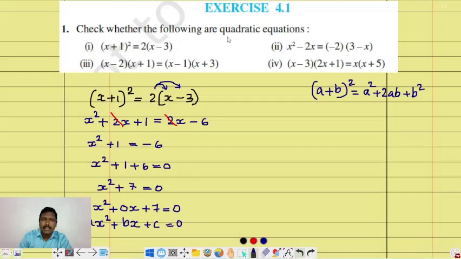So check whether the following are quadratic equations. First one, yes, it is a quadratic equation. Yes, it is a quadratic equation.